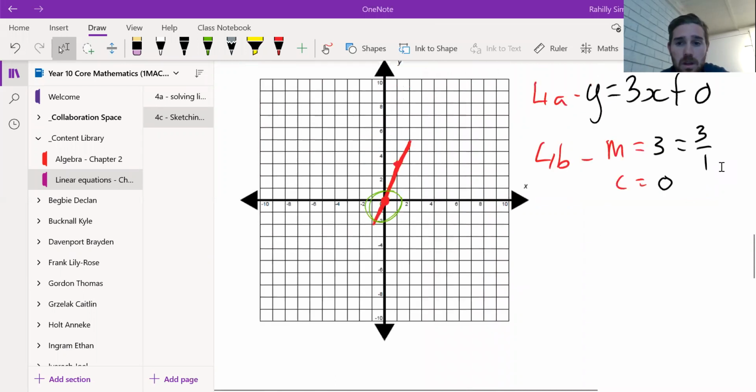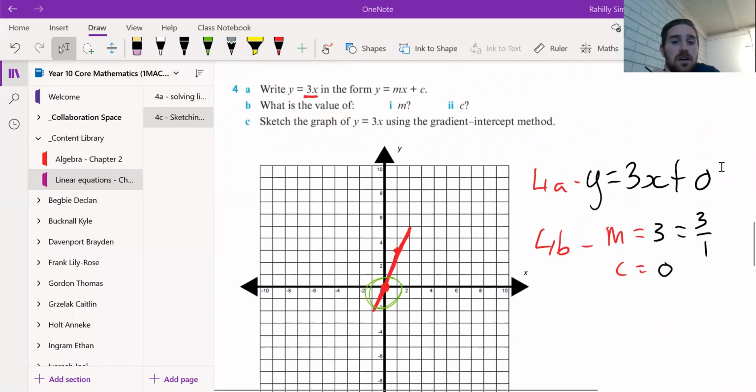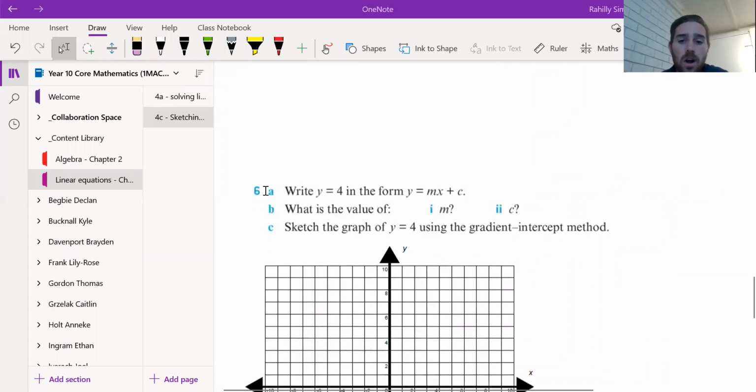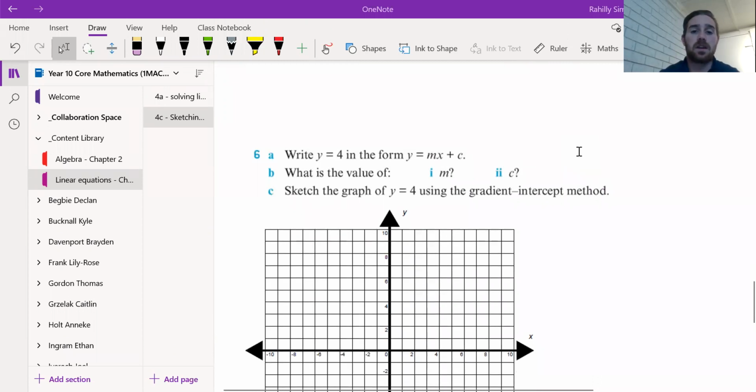Okay, we're looking at something very similar, which is question 6, which is right here. Write y equals 4 in the form of y equals mx plus c. What is the value of m? What is the value of c? And then we just need to graph it. Okay, so like we did, we'll go 6a. We'll go through that one.